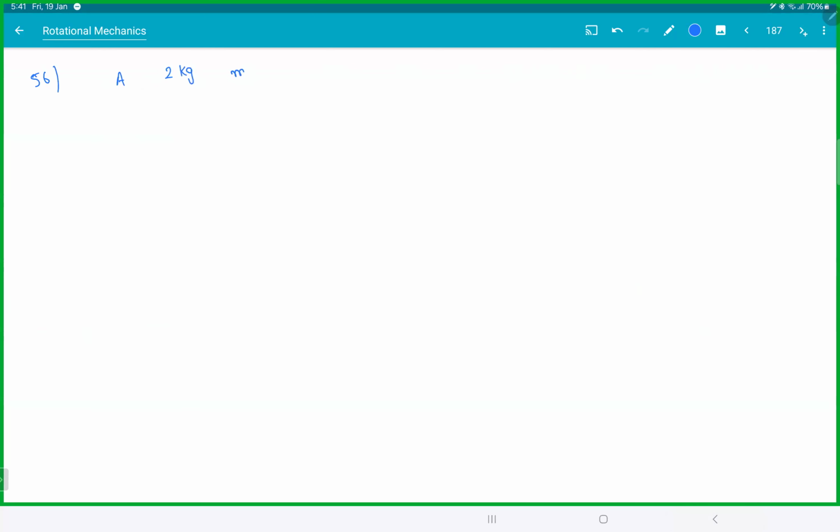A 2 kg mass moves along 3x plus 4y is equal to 1 with speed 10 meters per second. Find the magnitude of angular momentum about the point (1, 2). Let's get this.